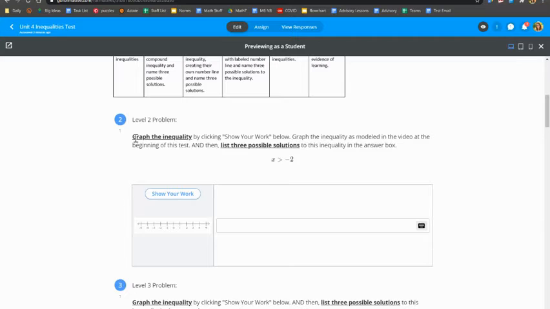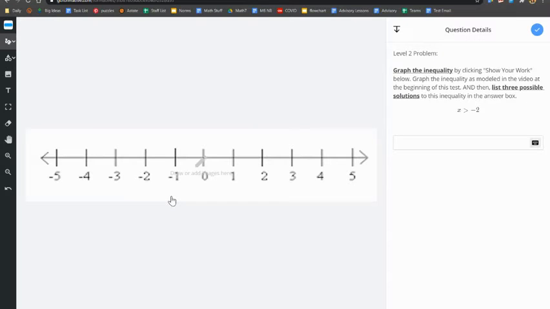So let's talk about the first part, how we can graph this inequality. This is x is greater than -2. To graph it, we're going to click Show Your Work. The first option is to just graph it on a piece of paper, take a picture of it, and upload it here like you're used to showing your work. The other option is to use this number line here. To graph it, you are going to need a circle. So you go here to the shapes and hit circle, and then you'd put that on the number you want to graph it on. If you want it open or not filled in, this is perfect.